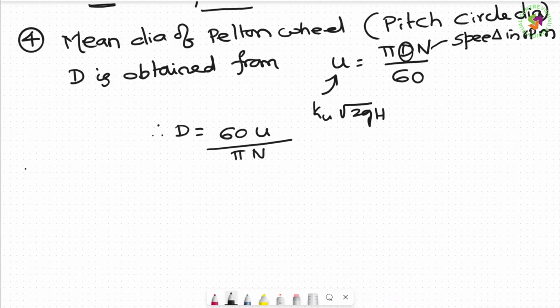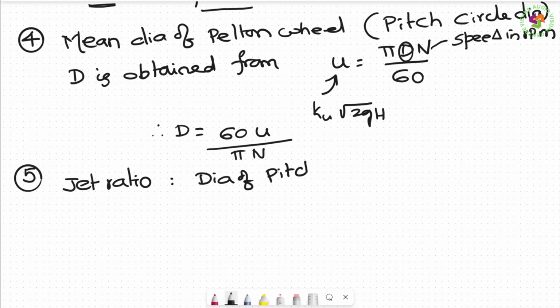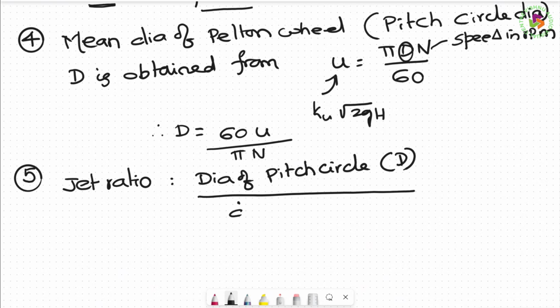Once this D is obtained, then naturally the next one is the jet ratio. What is jet ratio? Jet ratio is nothing but the diameter of pitch circle, in other words capital D, divided by the other one, the dia of jet.